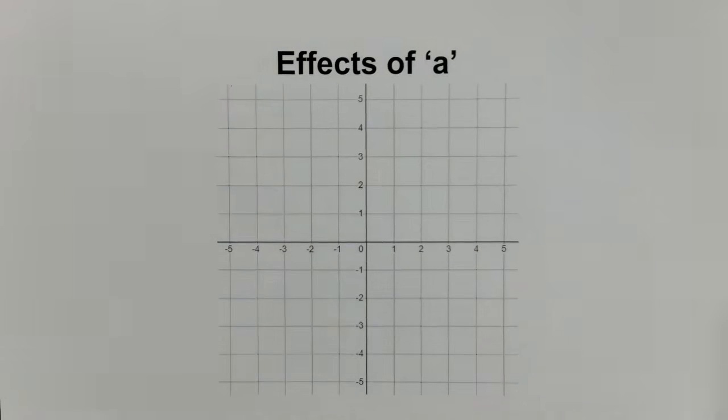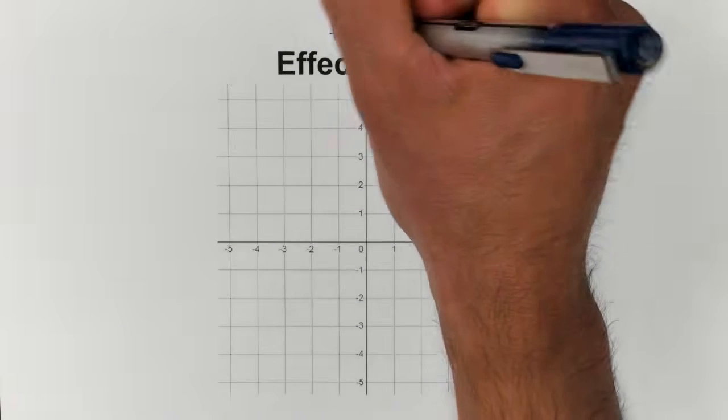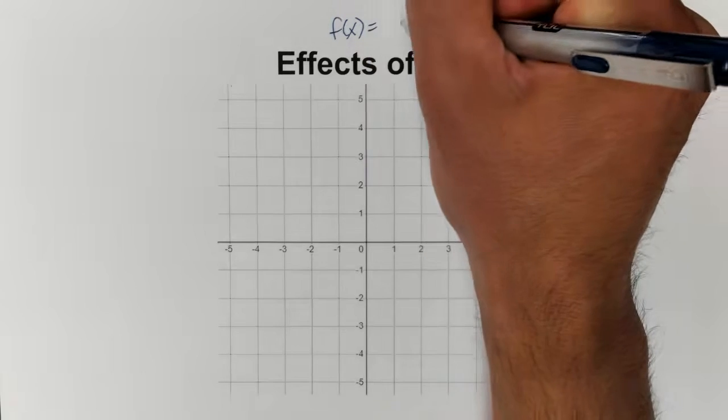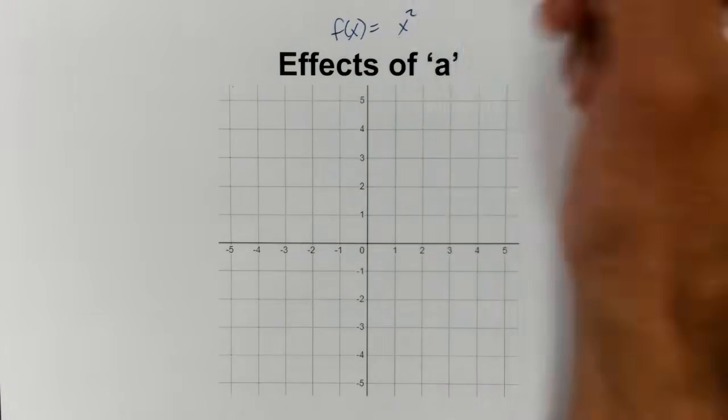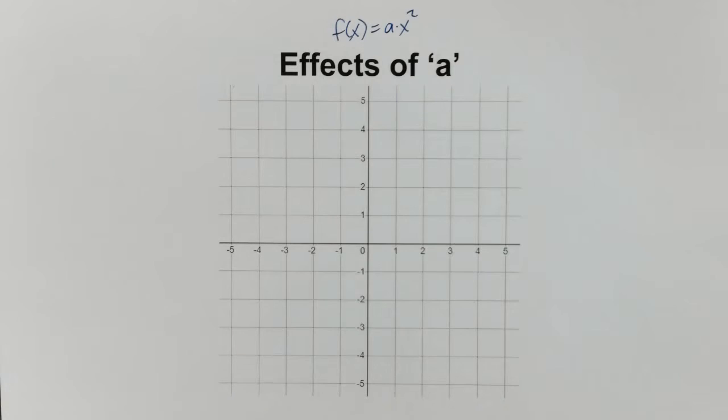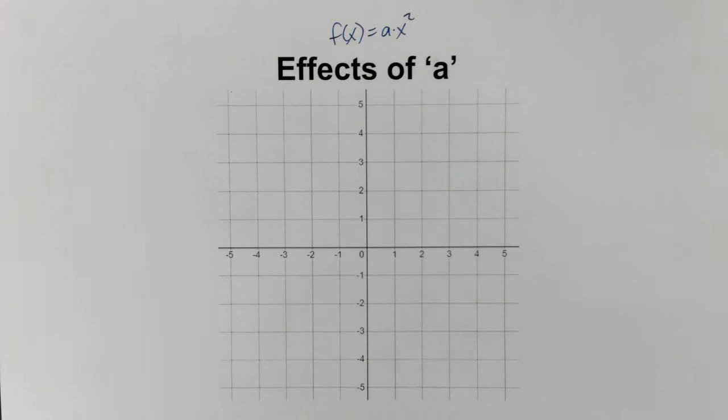By a, we mean what happens if we have a function where x squared is being multiplied by a value. What are the effects on this function? What is it going to do to it? So let's talk about an example.